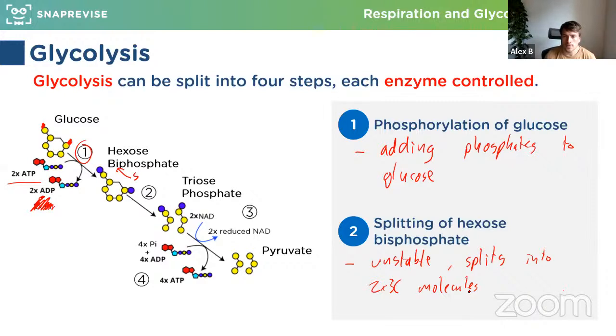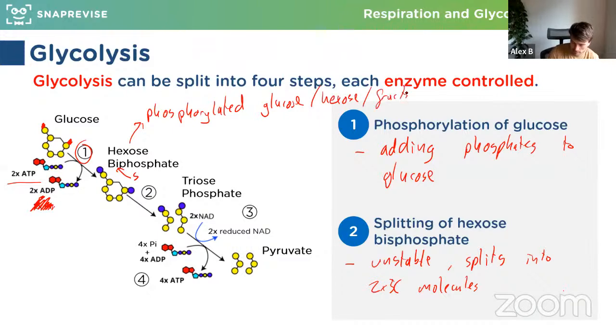Yes, there's quite a few other names for it actually, annoyingly. Some specs call it phosphorylated glucose. Some call it phosphorylated fructose. I think those are the main ones. Phosphorylated glucose or hexose or fructose. I've seen all of those words instead.